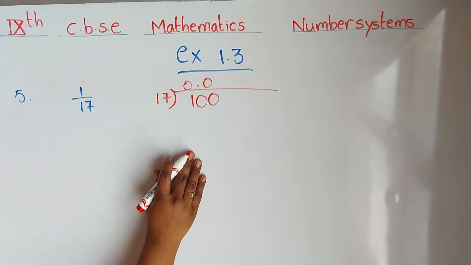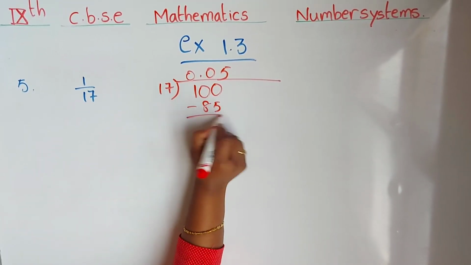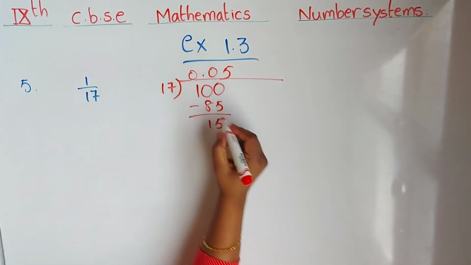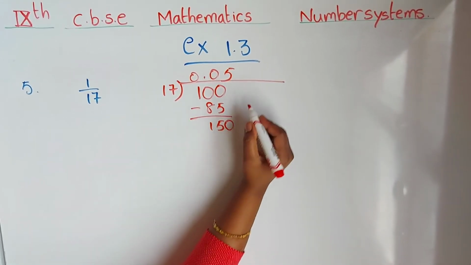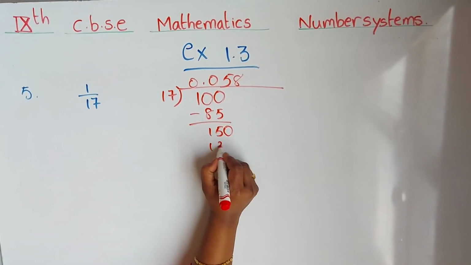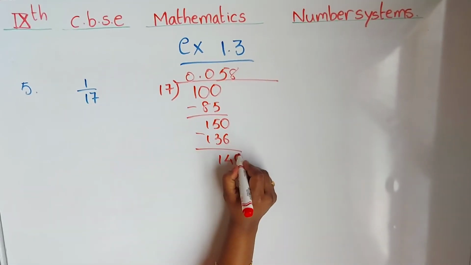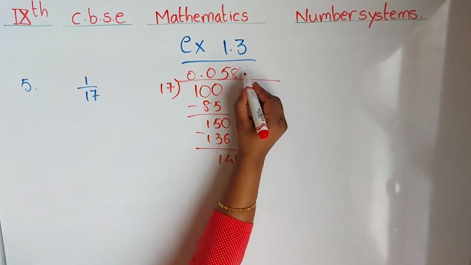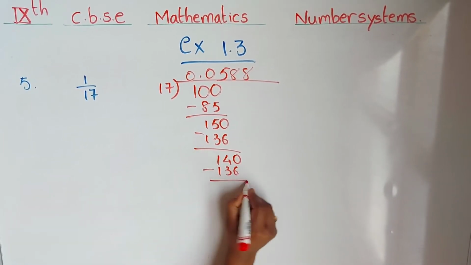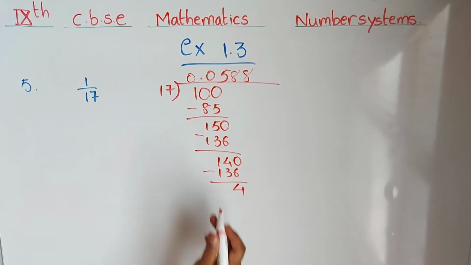So now it is 100. 17 5s are 85, children. Subtraction: 15 is the remainder. The point is there, I am writing 0 again. 17 8s are 136, children. The remainder is 14. The point is there, 0 now. 17 8s are again 136. Now again the answer is 4. 140 minus 136 is 4.